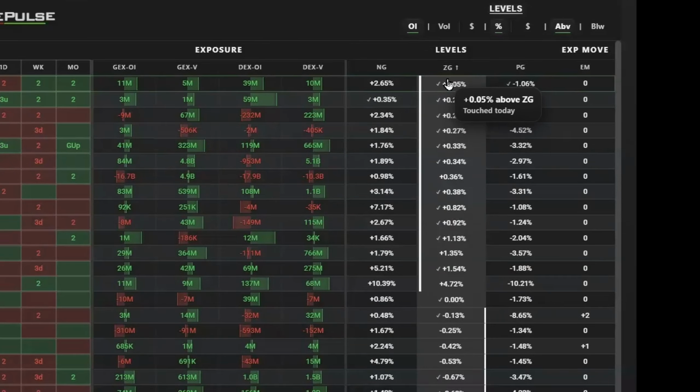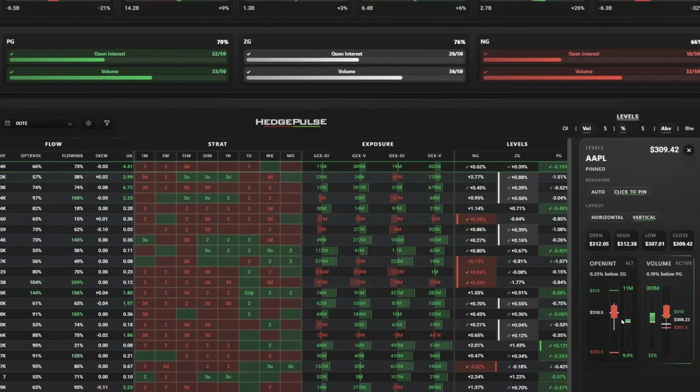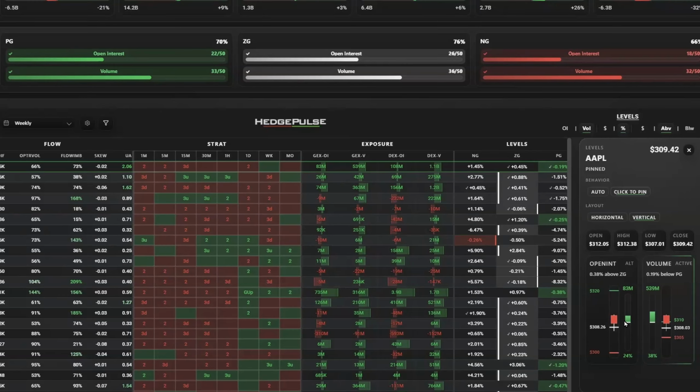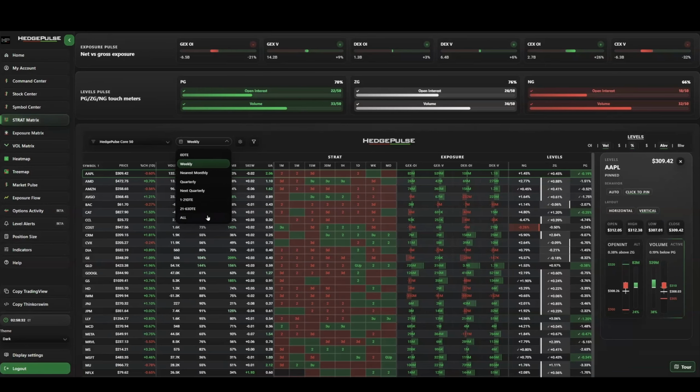So this chart shows you the key levels and the total exposure for this expiration grouping. So if I change this to 0 DTE, let's take a look at Apple. Apple has 11 million positive exposure and 309 on the volume side. Now that's for 0 DTE. If we change this to weekly, you can see it's different. So it's plus 83 million and plus over 500 million. So that updates with this drop down.